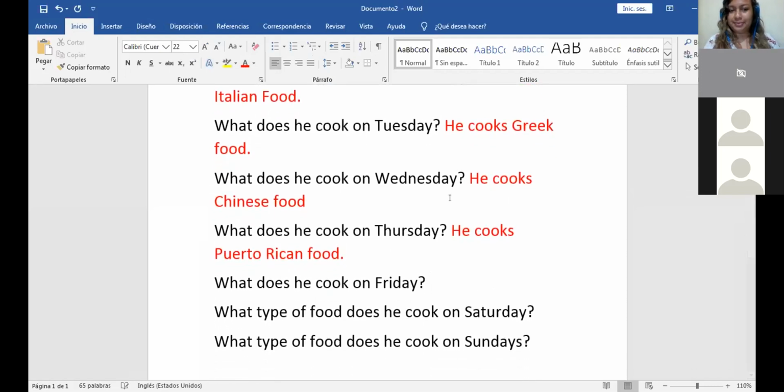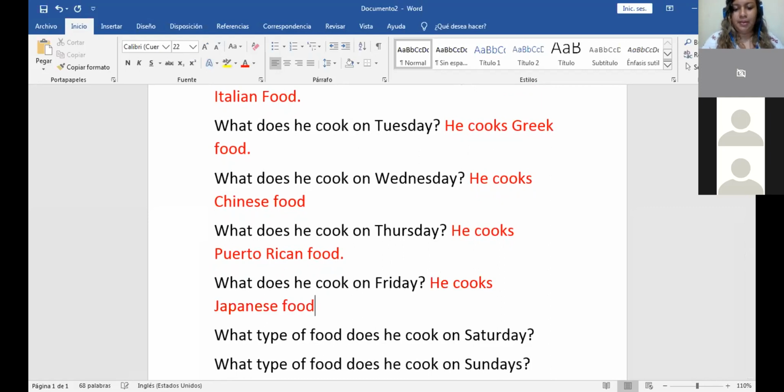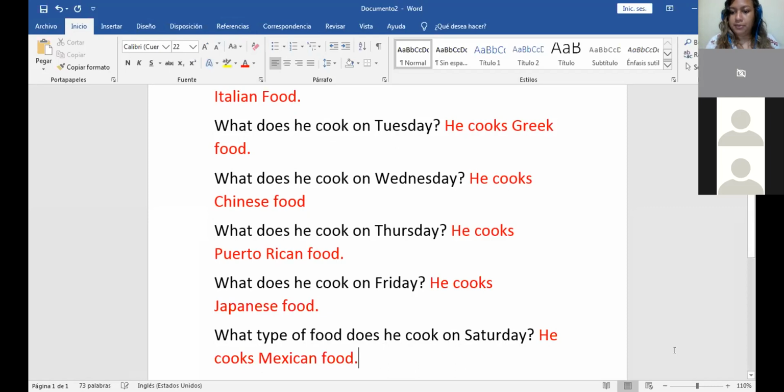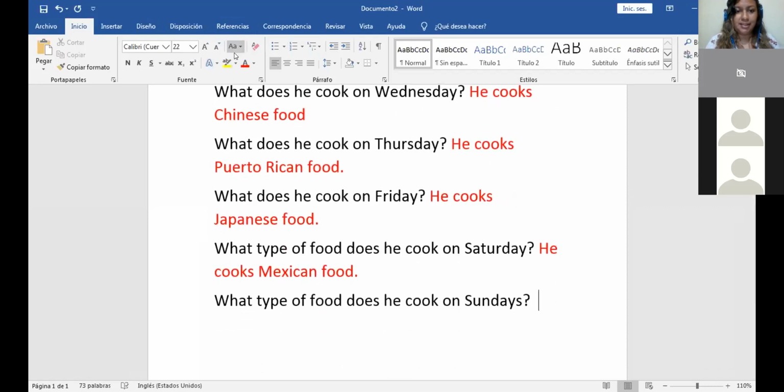He cooks Japanese food. Okay. What type of food does he cook on Saturday? He cooks Mexican food. Wonderful. Very good. And what type of food does he cook on Sundays? He cooks American food.